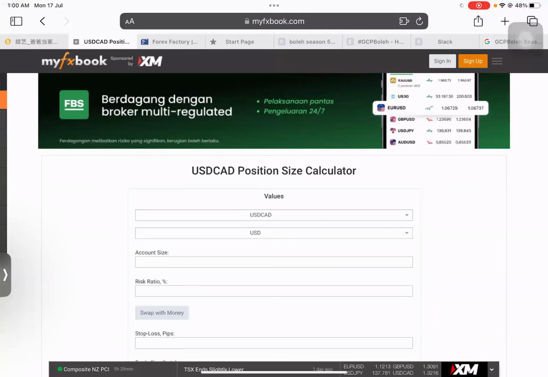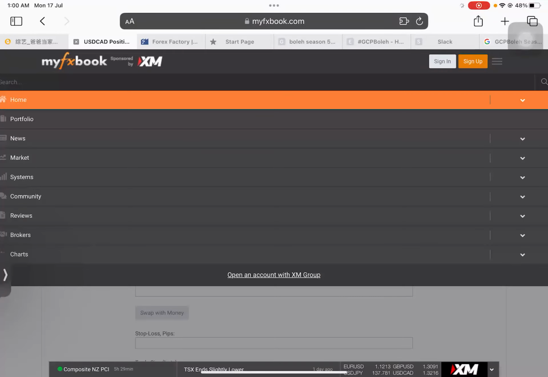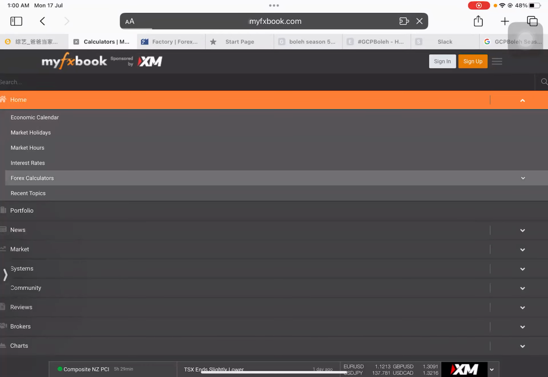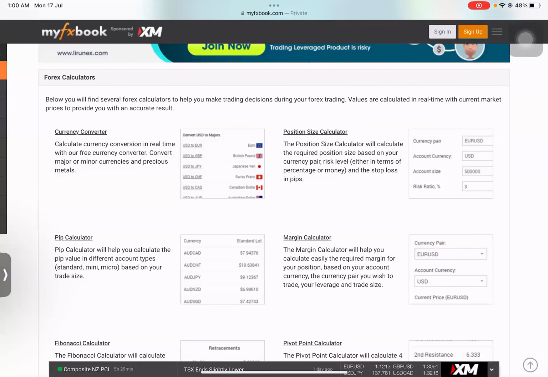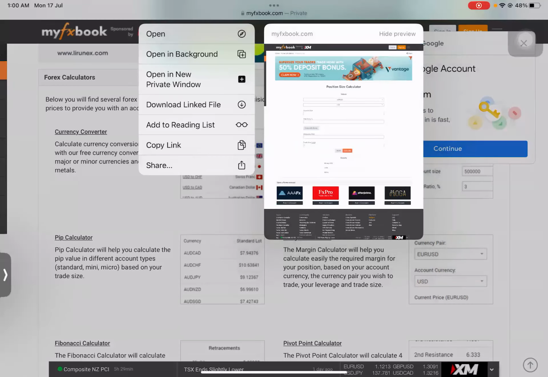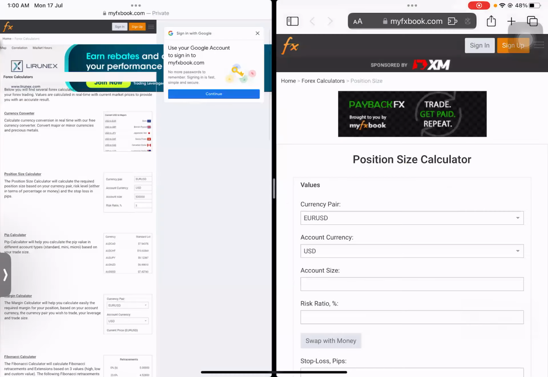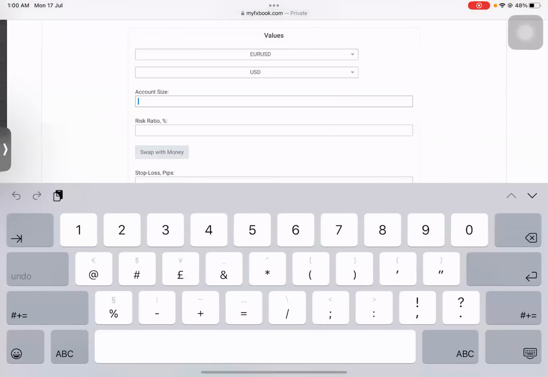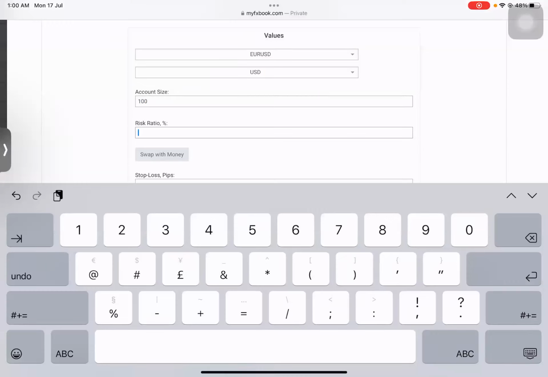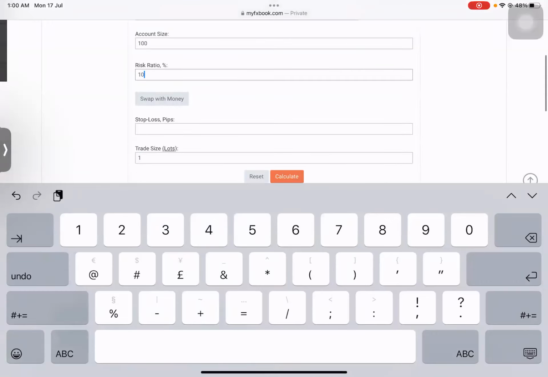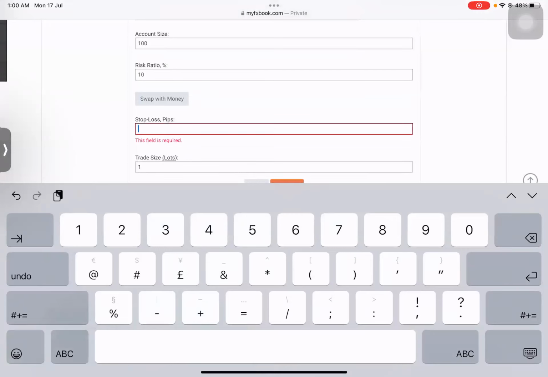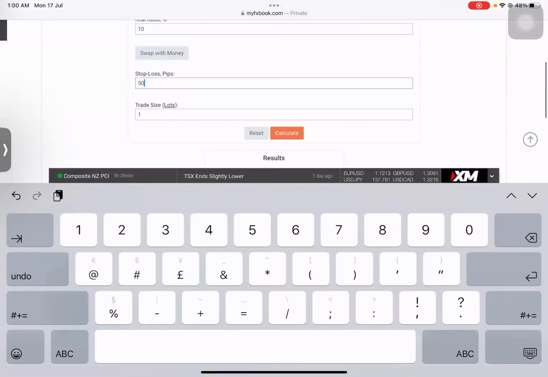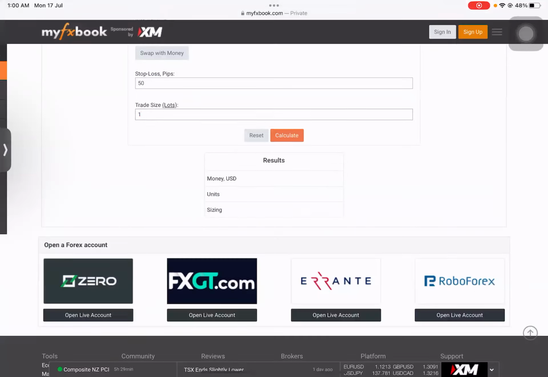When you go to myfxbook.com, you can open this home and look for the Forex calculator. In the Forex calculator there is the position size calculator. You just choose whatever pair you want to trade, your account size, which is like $100, your risk ratio is 10%, your stop loss is 30 pips, 50 pips, trade lot size 0.01, and then calculate.